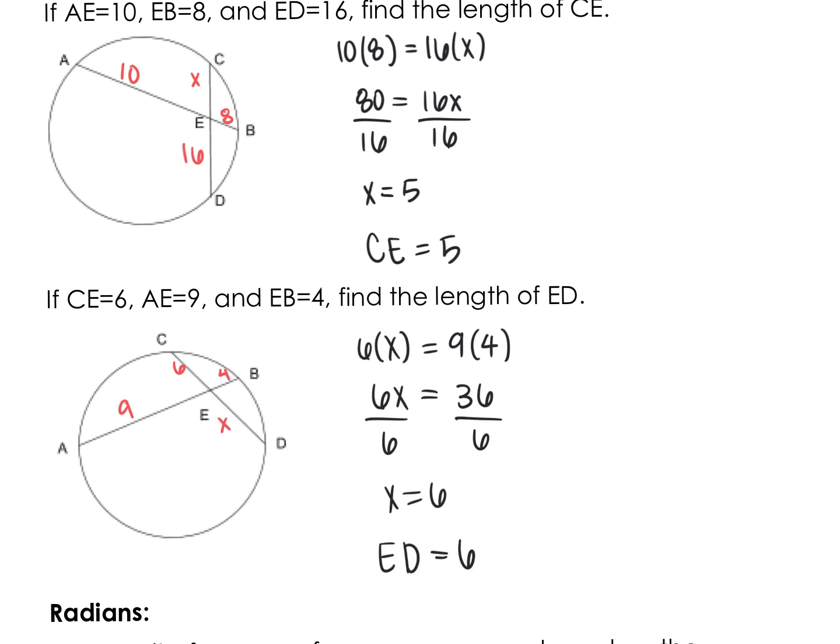So as you can see, I set it up differently in both cases. It doesn't matter which product of segments you put on the left and which ones you put on the right, since they're going to be equal. So it doesn't matter here that I did CE and ED equals AE times EB, which is the opposite of what I did last time. Doesn't matter. Still works out and you get your answer.